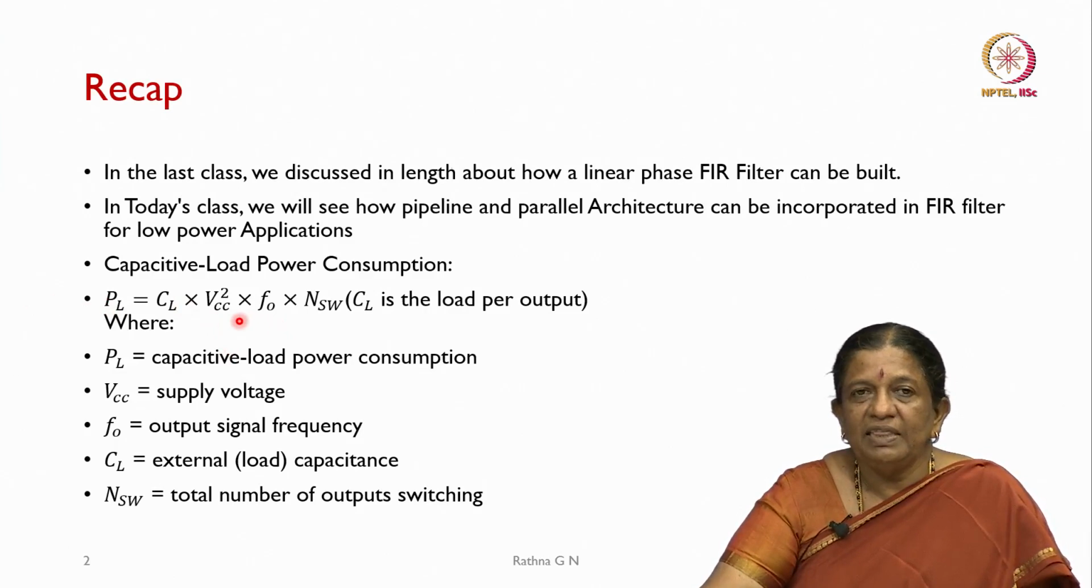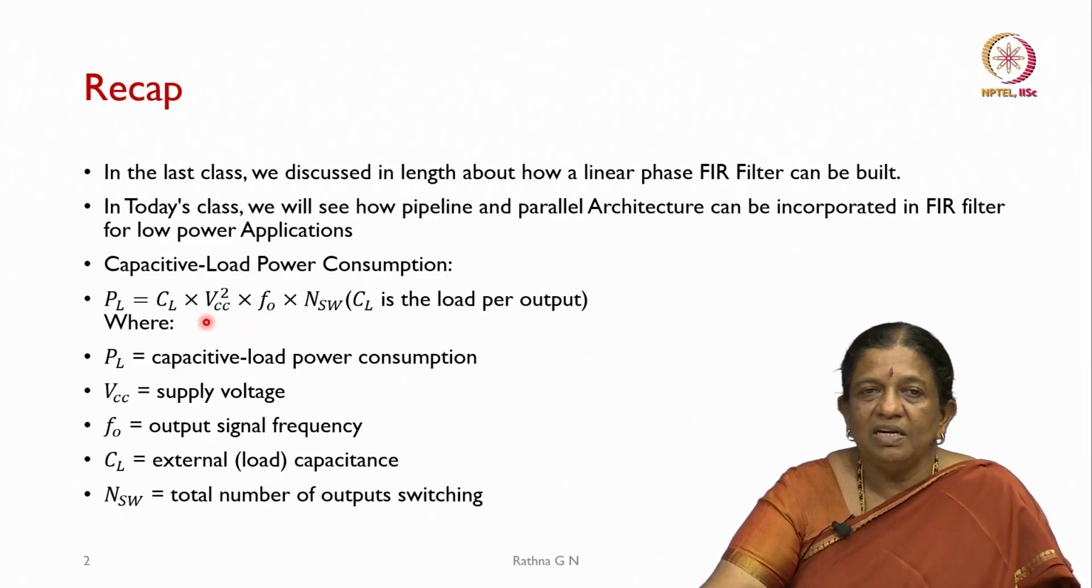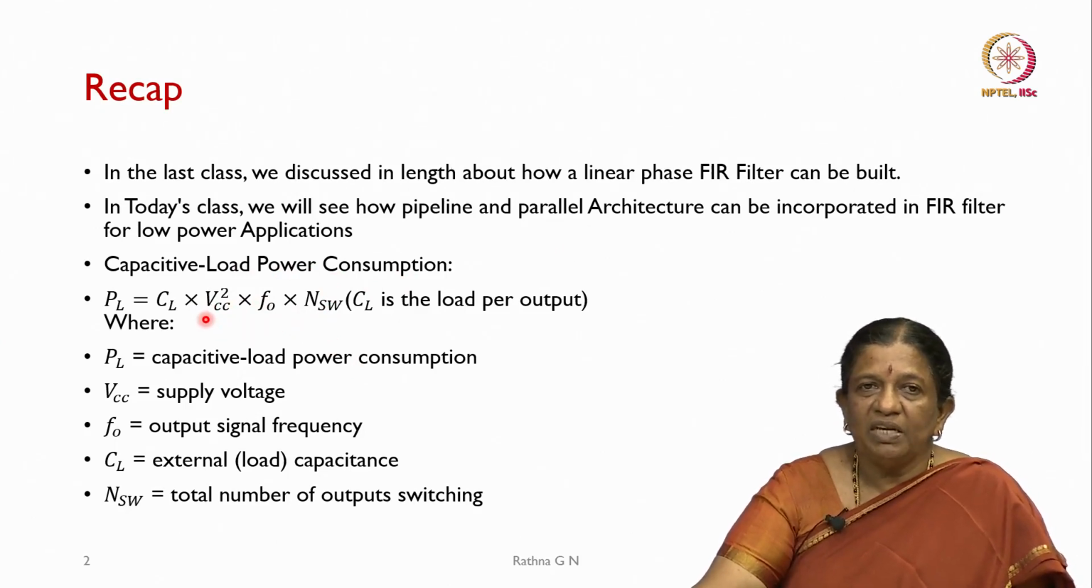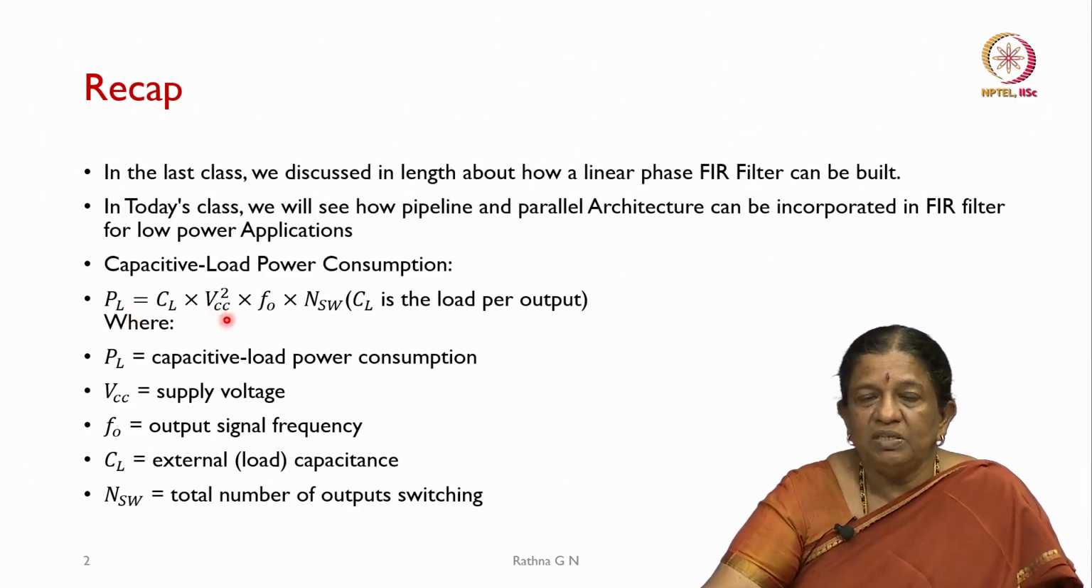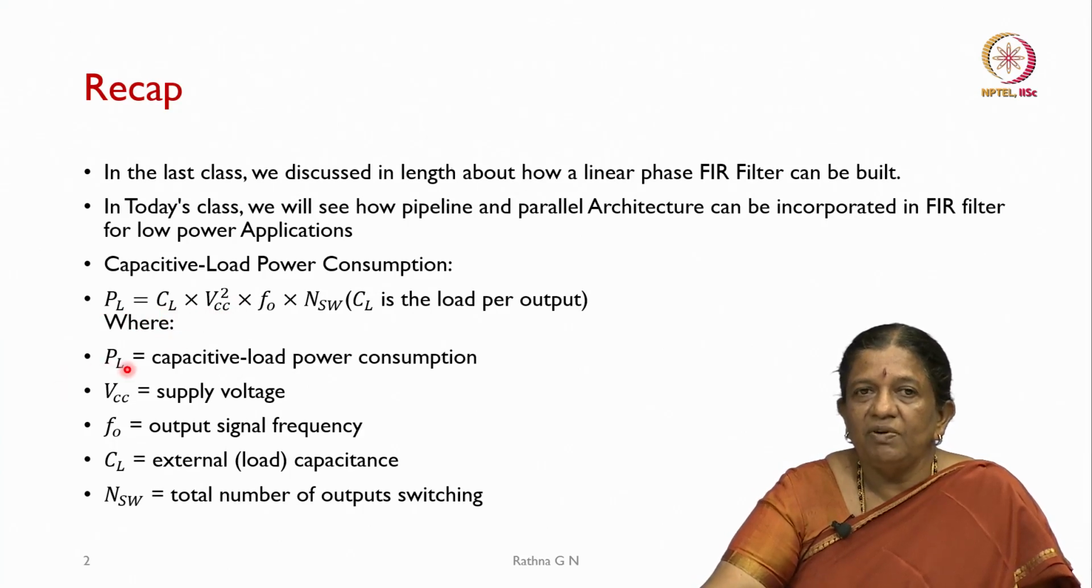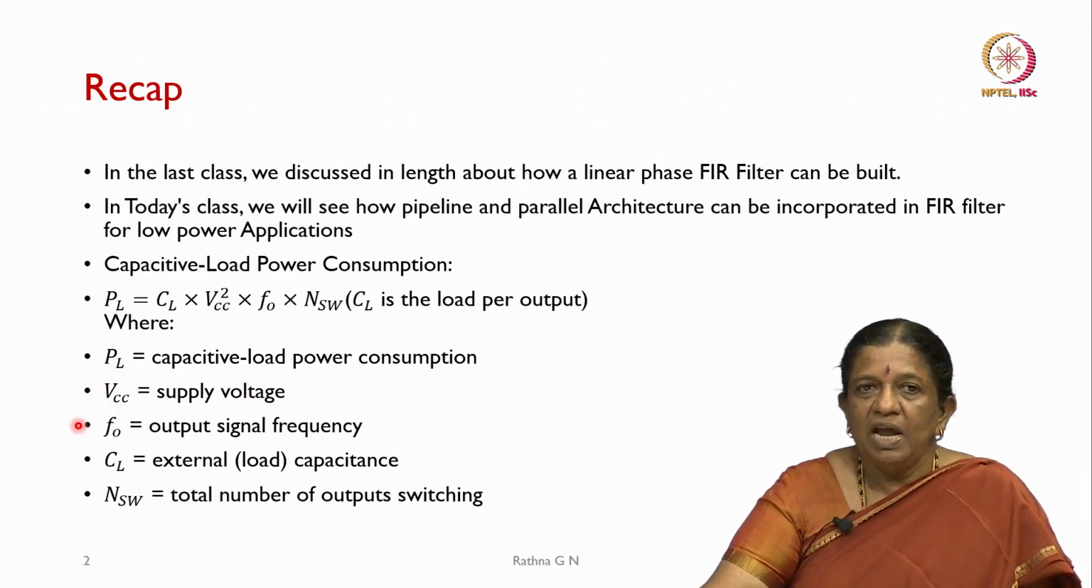We have seen that we can use the architecture for speeding up our computation using pipeline and parallel. So, the frequency is going to be increased, but in this case we will see how we can reduce our power consumption by reducing our operating voltage. Here PL is the capacitive load power consumption, VCC is our supply voltage, F0 is our output signal frequency, CL is the external load capacitance, and NSW will be the total number of outputs switching.